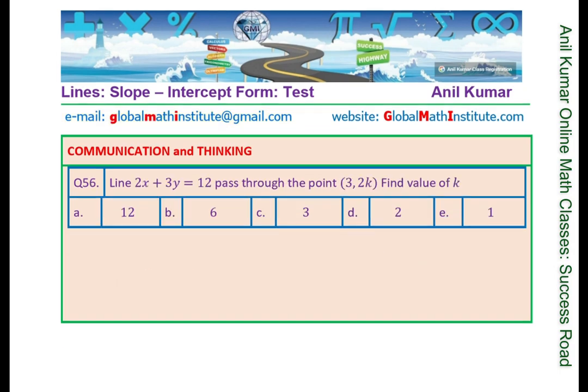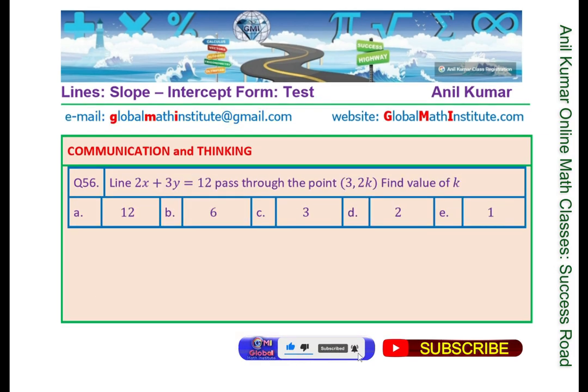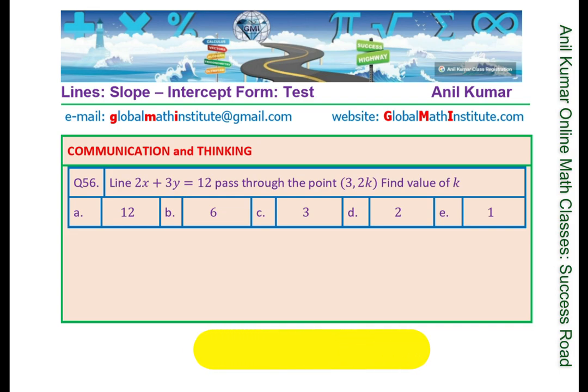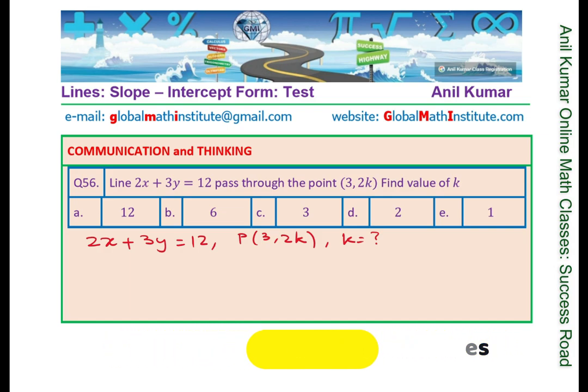Let's continue. Here is question number 56. Line 2x plus 3y equals 12 passes through the point (3, 2k). Find the value of k. So we have the line which is given to us as 2x plus 3y equals 12, and it passes through a point which is given to us as (3, 2k). We need to find the value of k. I'd like you to pause the video and answer this question.